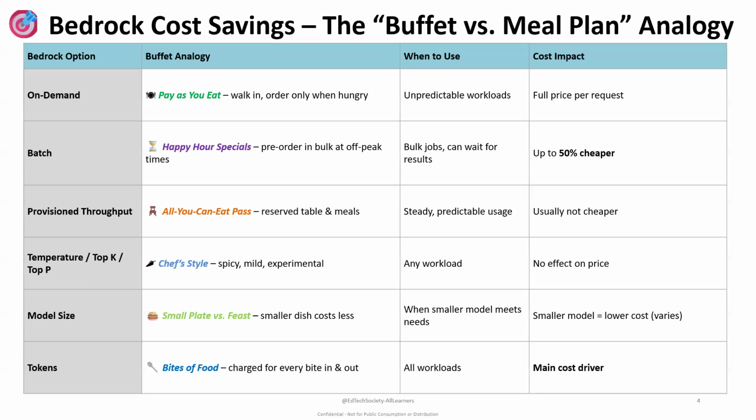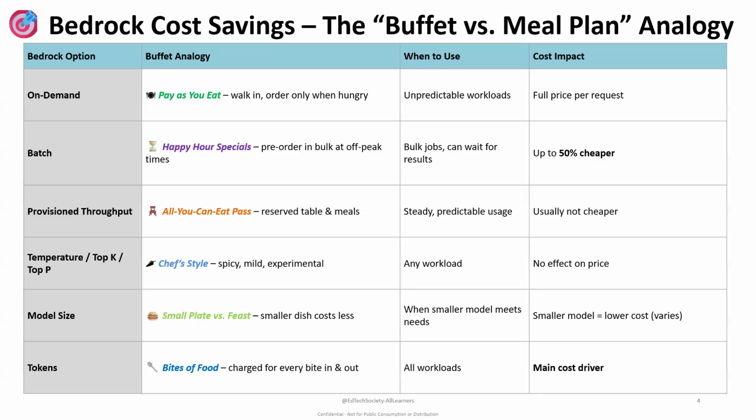And if you go for batch, you don't have a specific or unpredictable workload, but you need bulk kinds of jobs. You need a job that will go to 3 million customers, but you do not need it right now. You can wait, it can work for 2 hours, it can work for 2 days also. Just think of it like happy hour specials. So you pre-order in bulk at off-peak times. Obviously, it will be cheaper. It's 50% cheaper than other provisioning techniques.